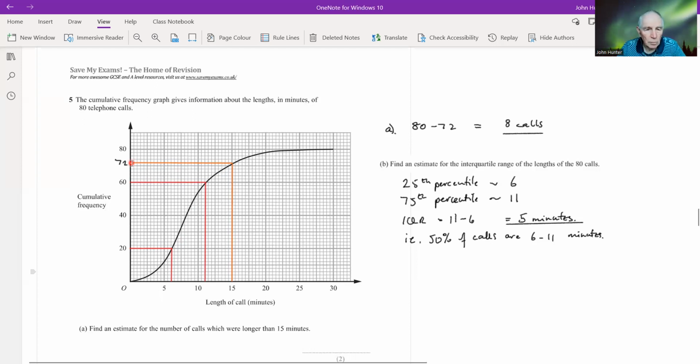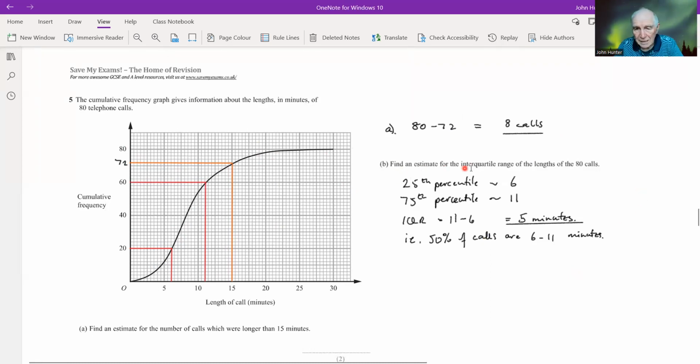So what we're concluding is that out of 80, there are 72 that are going to be less, and therefore 8 that are more than 15 minutes. Now that's our estimate. We don't know the exact data at this point. We've discarded that in favour of this summarised version. So that's what we're estimating, 8 calls.